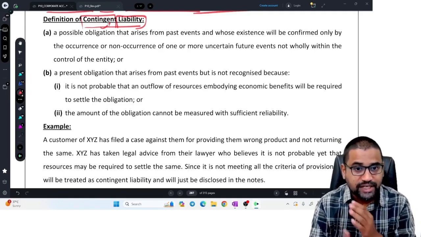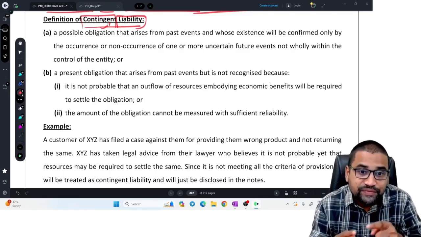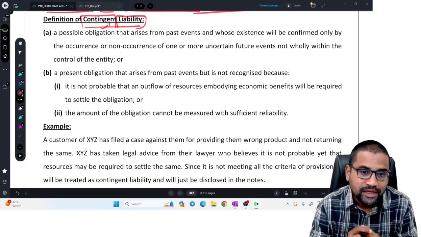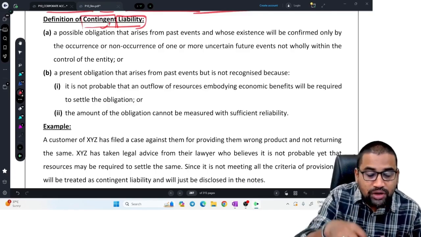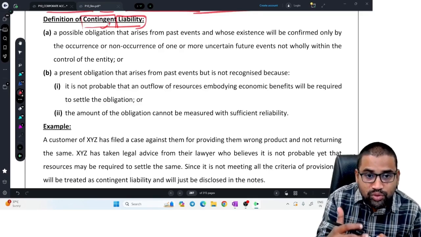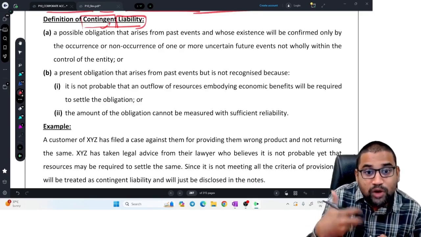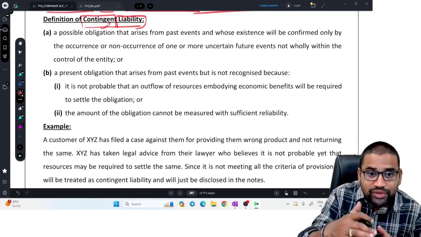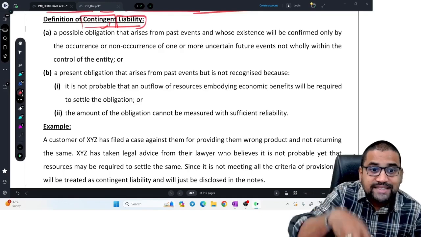See, we have seen the definition of liability. A liability is a present obligation. Suppose that word present is missing, and in place of present, possible comes. That means on the balance sheet date, there is no obligation, but there is a possible obligation. See, as of now, there is no guarantee. Based on the evidence available, we can't say that there is an obligation.